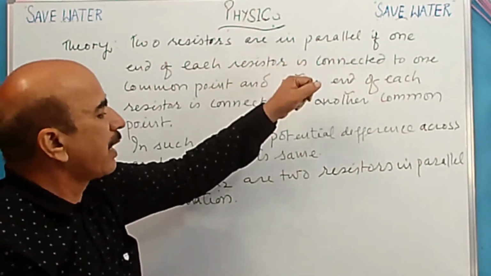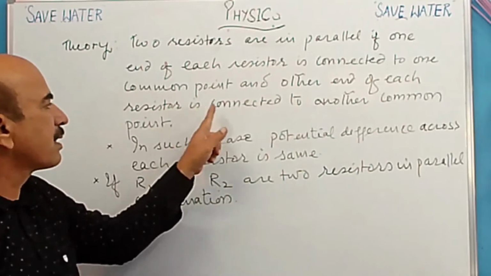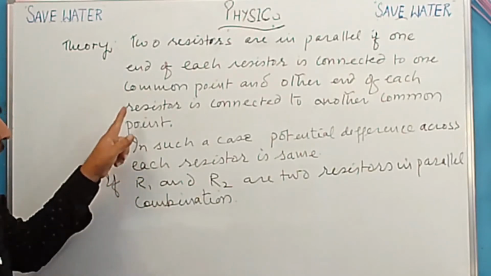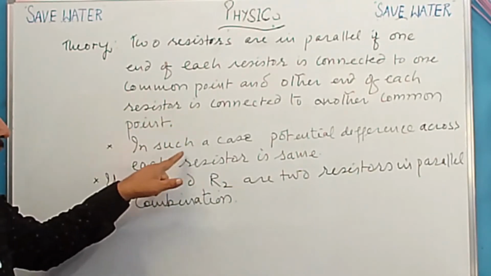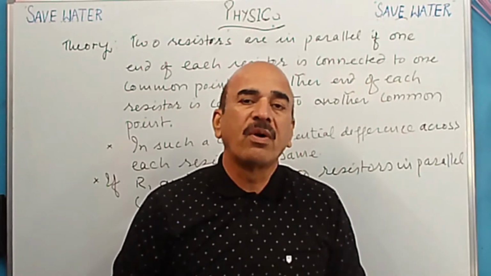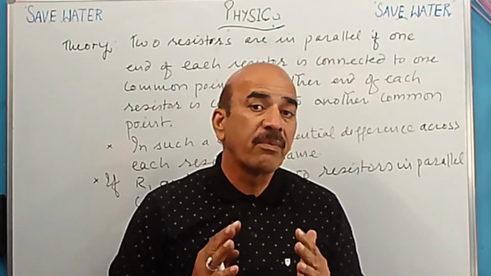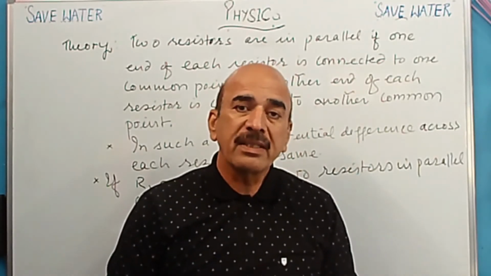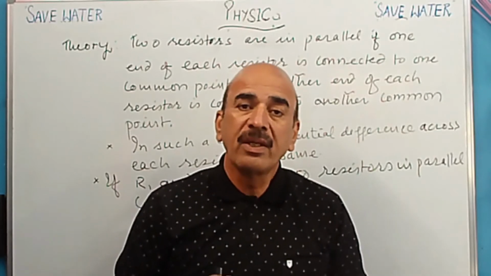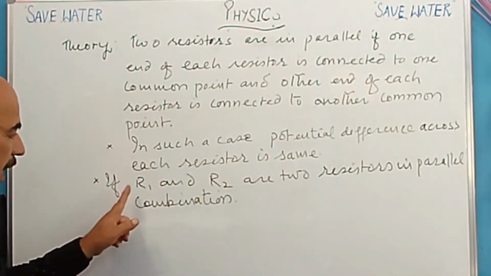2 resistors are in parallel if one end of each resistor is connected to one common point, and other end of each resistor is connected to another common point. ठीक है, ये इसको हम डायग्राम से भी एक्सप्लेन करेंगे। When they are connected in this way, then in such a case, potential difference across each resistor remains same. As it happens at home, घर में आपके जितने भी इलेक्ट्रिकल अप्लायंसेस हैं, they are connected in parallel. And the potential difference, means voltage जो हमारे घर में आ रही है ना, that is same across each appliance. हर एक अप्लायंस के अक्रॉस वोल्टेज कितना रहेगा? 220 वोल्ट घर पे रहता है ना। तो सेम थिंग हैपेंस हियर.